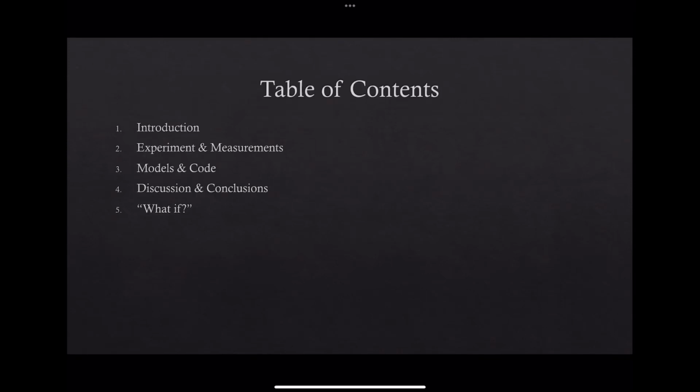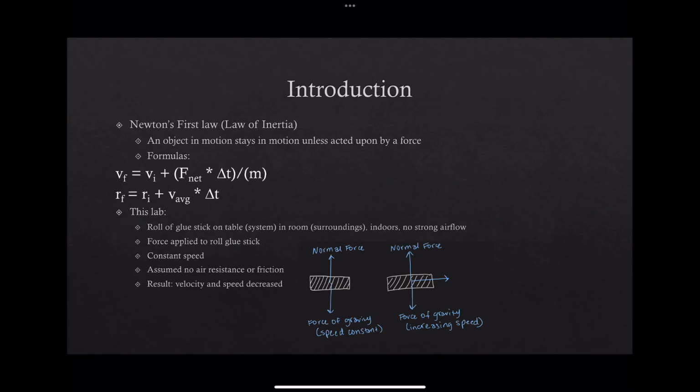Here's the table of contents for this lab. In this lab, we demonstrate Newton's first law, the law of inertia, which states that an object in motion stays in motion unless acted upon by an outside force. Here we have the velocity and position formulas derived from Newton's law, which in this lab we use to predict the position of a moving object through time, while assuming there were no other forces acting on it.